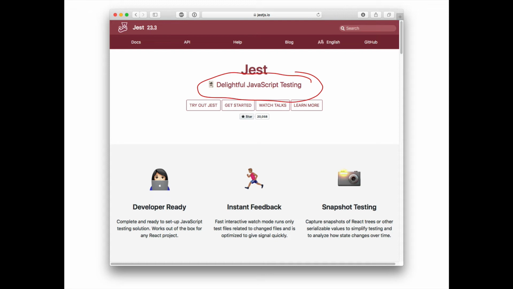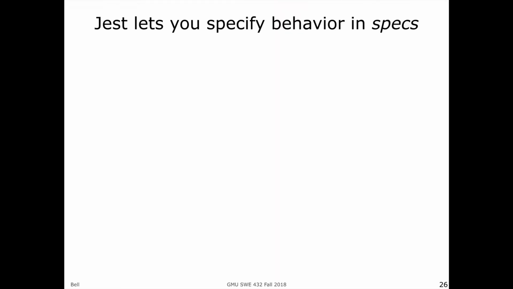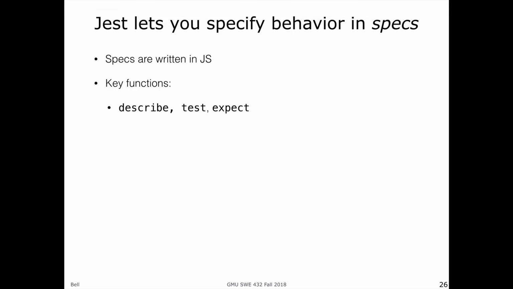So we'll cut into an example and install Jest in a little bit, but let's just stay at a high level and stay in the slides for a few more minutes. With Jest, we specify our behavior in terms of specs. These specs are simply JavaScript code. There are three key functions that we're going to use, which are describe, test, and expect. When we use Jest, these are just going to be magic functions that exist, that get imported.